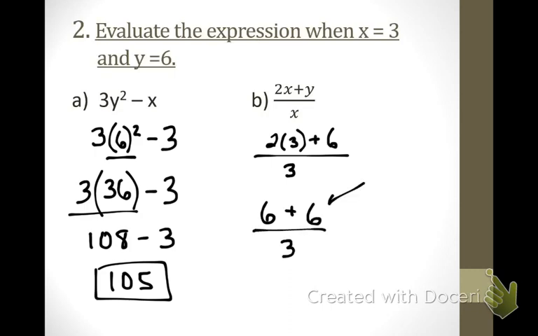Once again, I've still got some work to do right there on top before I go and divide by 3. 6 plus 6 we know is 12 divided by 3. And then you're finally done. 12 divided by 3 equals 4. Okay? So that is how PEMDAS works. Hopefully that makes sense to you guys.